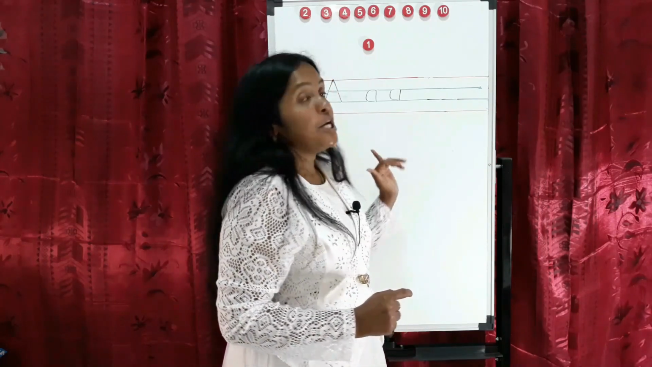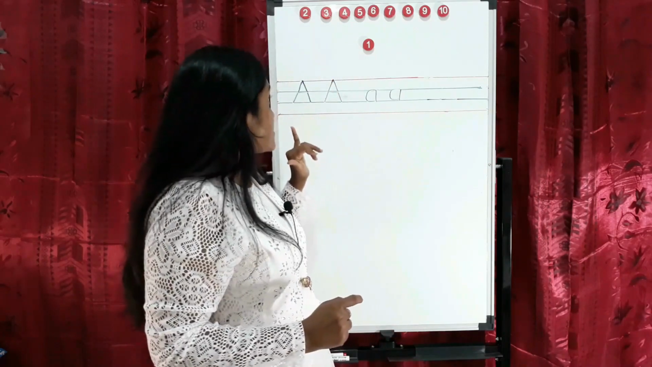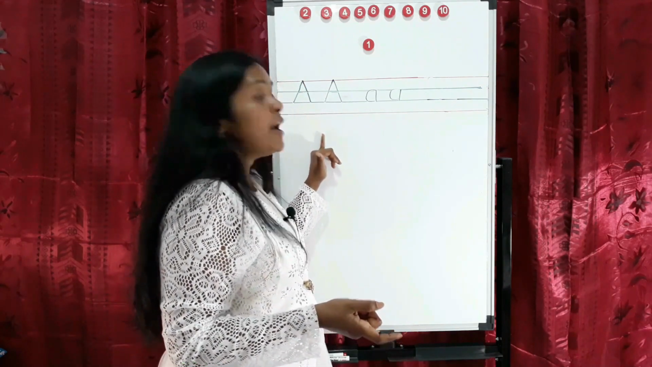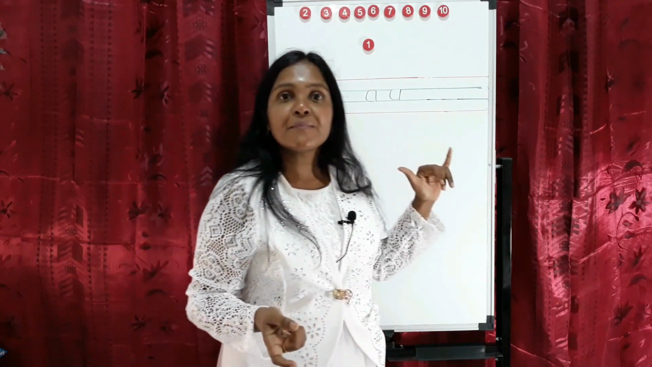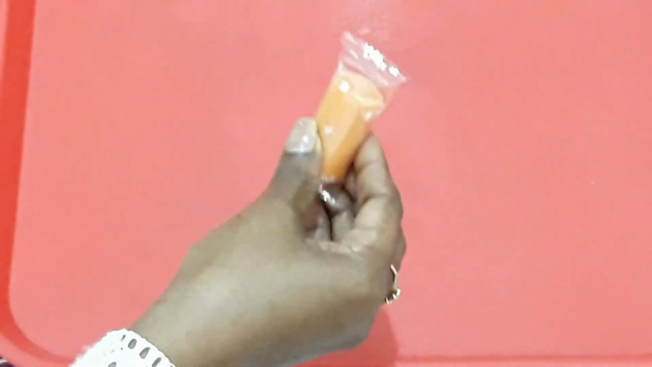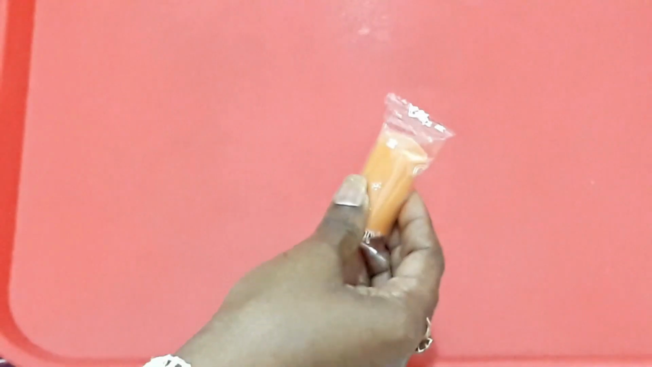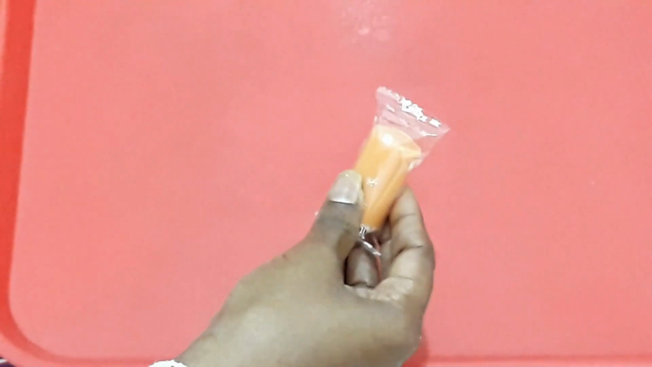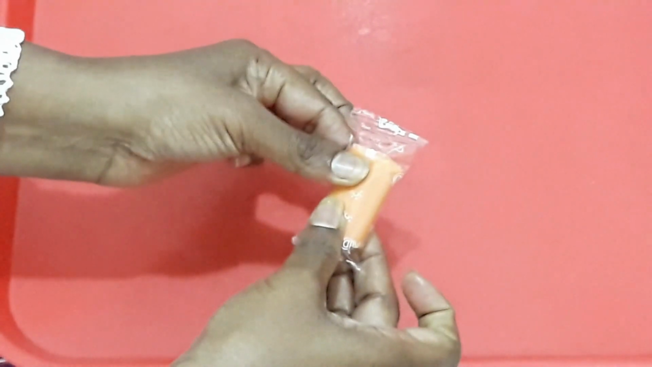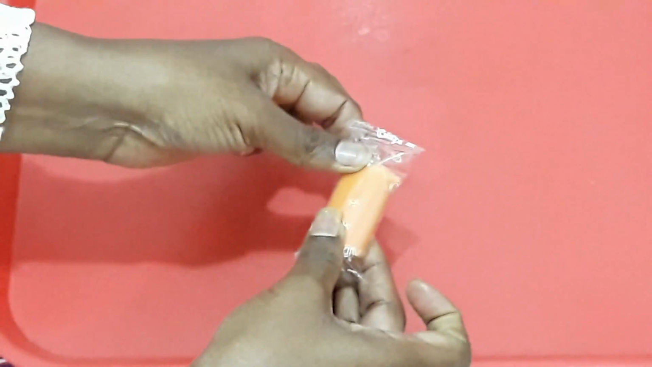Right. Now you know the sound of letter A, the formation of letter A, and the words starting with letter A. It's time to do the hands-on activity. Are you ready? Hands-on activities for letter A. The first method, we can use clay or Play-Doh and make letter A.